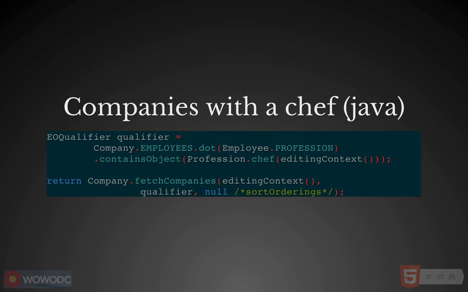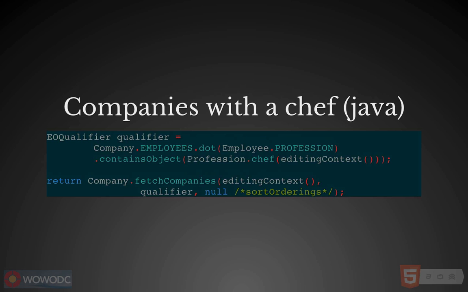Okay? But if you buy into everything that we get with Wonder, when we create our EOs, they automatically have a company dot employees. And that's an ERX key, and we can chain them together. So we can say company.employees, where we have a profession that is a chef. If you haven't been doing this lately, it takes a little bit to get your head around it, but you can see how nice and expressive it is.